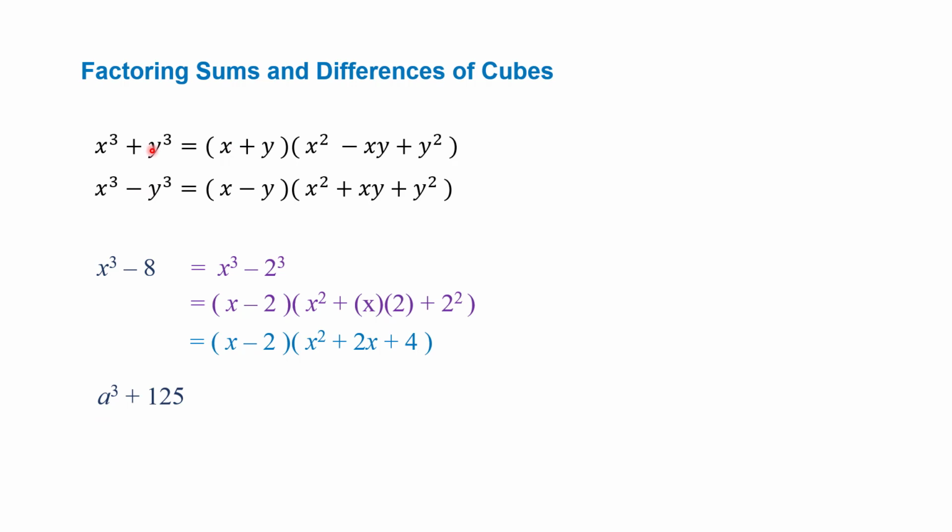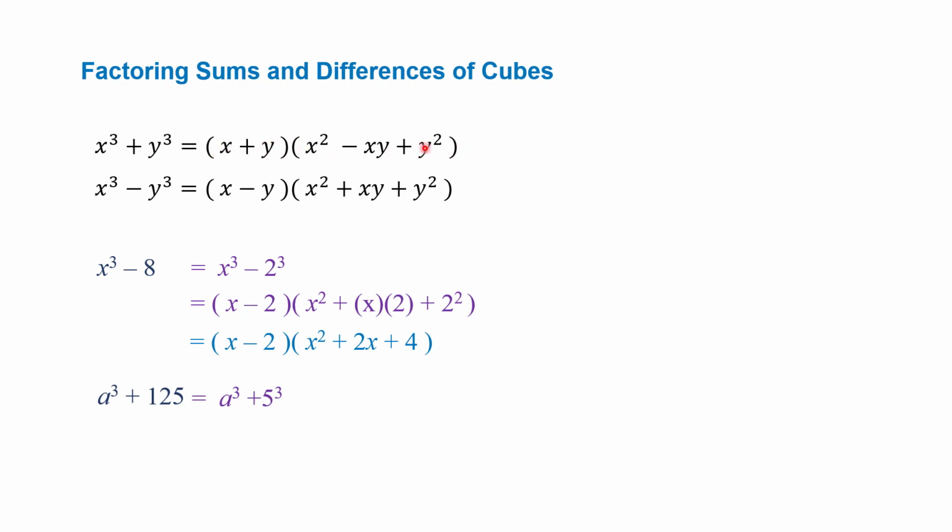And instead of y cubed, we have 125. We can rewrite 125 as 5 to the third. Note that 5 to the third is 5 times 5 times 5, which equals 125. So the first step is to rewrite our expression in the form of the left side of the identity, and then follow the pattern of the identity.